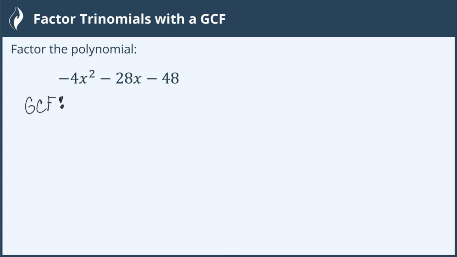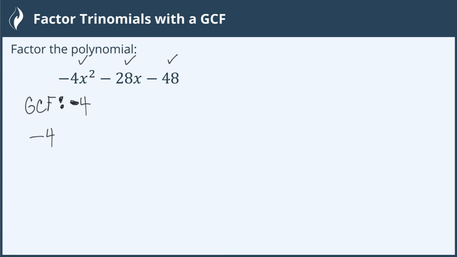So we have three terms. The first term says negative 4x squared. The second term says negative 28x. And the third term is negative 48. Out of these three terms, we can divide each of the numbers by negative 4. So our greatest common factor is negative 4. So we're going to factor out the negative 4.